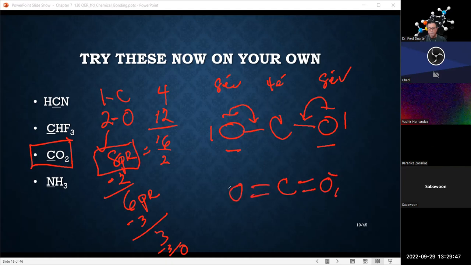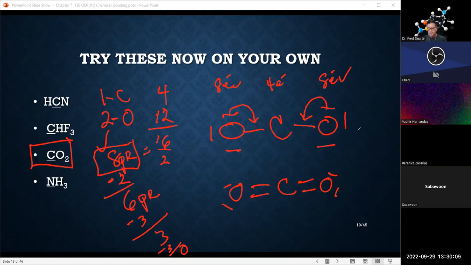I create double bonds on both sides of the carbon. Okay, go back and do your inventory. Make sure you still got 8 valence electrons around the whole thing. I got 1, 2, 3, 4, 5, 6, 7, 8. That checks out. I didn't lose those valence electrons. I still got 8.